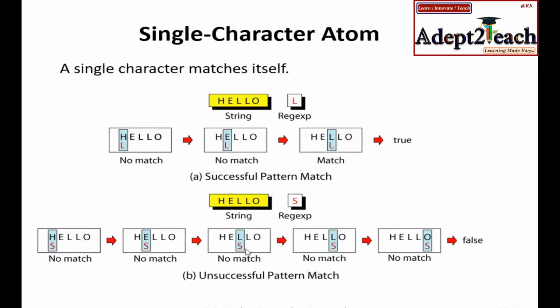It will give you the output as true. Likewise, if the regular expression I was trying to match was S, then it will search character by character. If none of the characters match my regular expression, then the output will be false. This is the first way we match, that means we are matching a single character at a time.